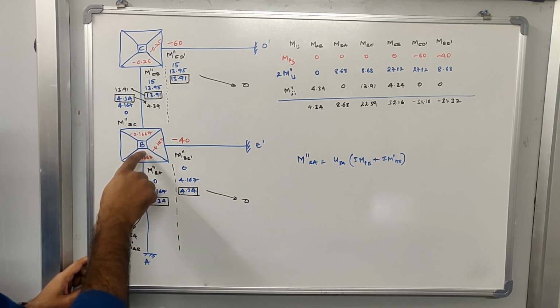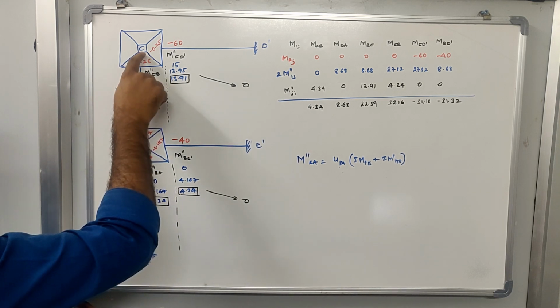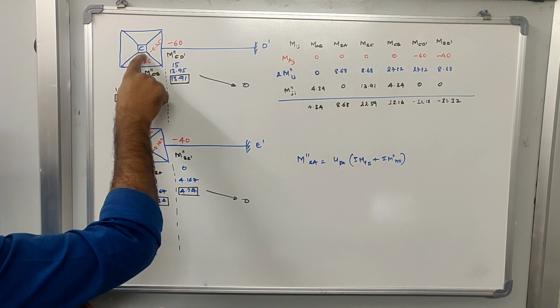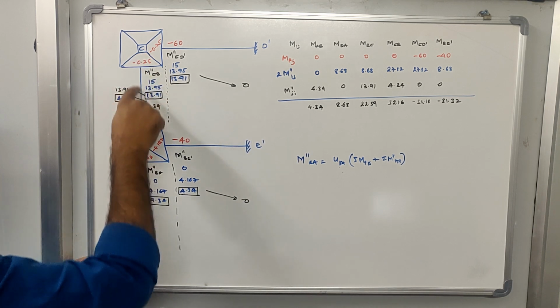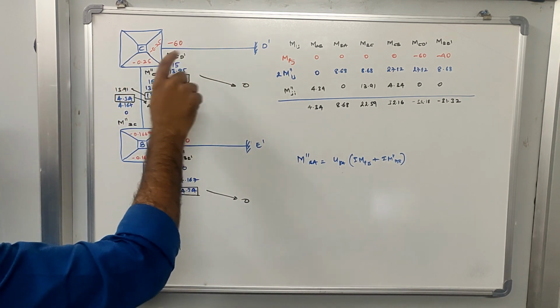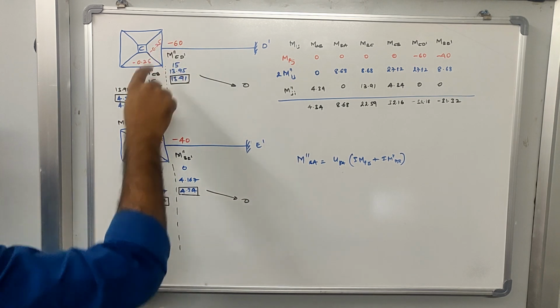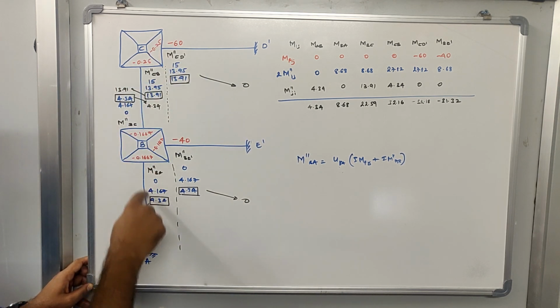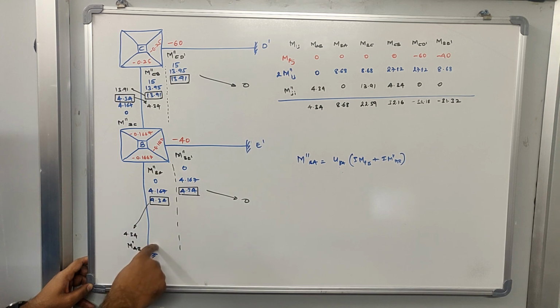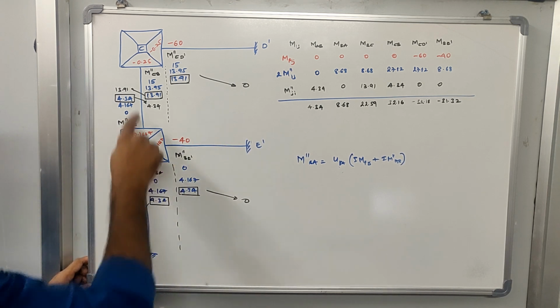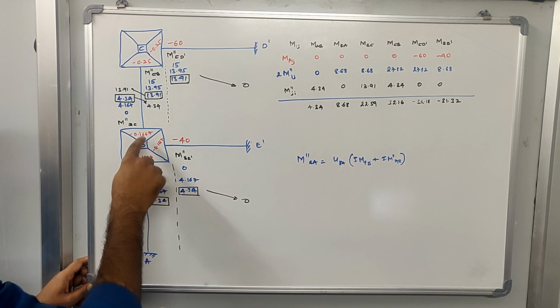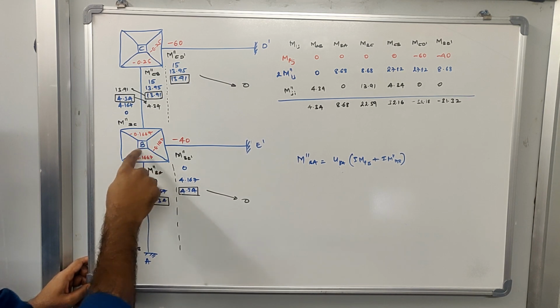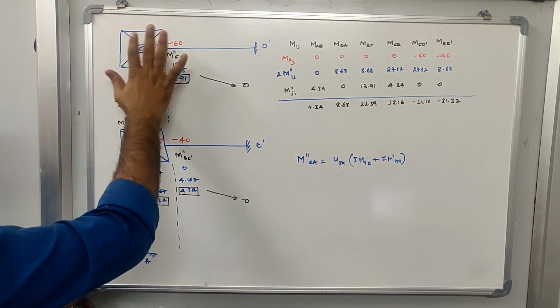So first let us go for joint C. At joint C we calculated the rotation factor for CB and CD, which is minus 0.25, minus 0.25. Similarly for joint B, we have calculated the rotation factors for BA, BE and BC. I have written them in the respective directions. Okay, I hope it is very much clear.